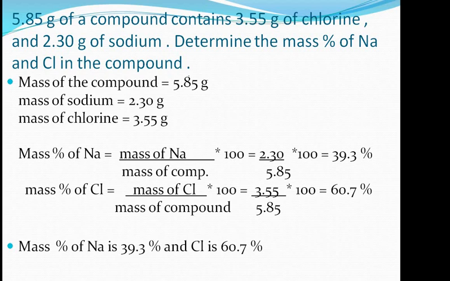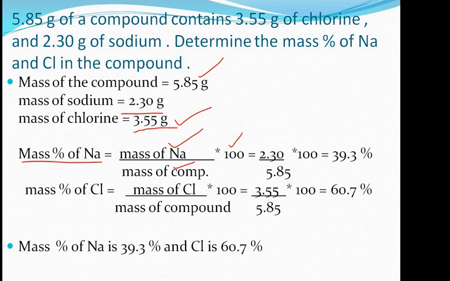Now the mass of the compound is 5.85 gram, that is given. Mass of sodium is 2.30 gram, that is given. Mass of chlorine is 3.55 gram, that is also given in the question. Now calculate the mass percentage of sodium. Again, use the formula: mass of the sodium divided by the mass of the compound into 100. If there is no description of 80 or 70, no ratio, then you take the 100% completely, right?